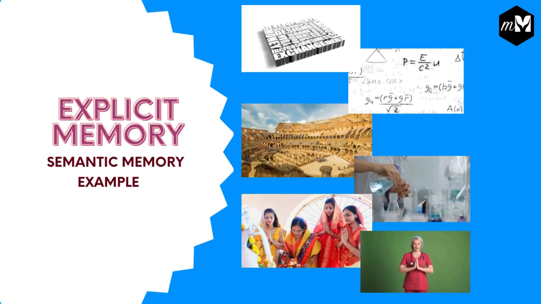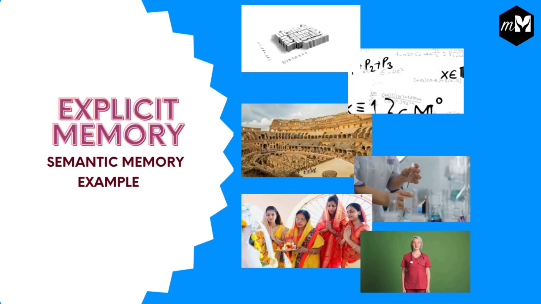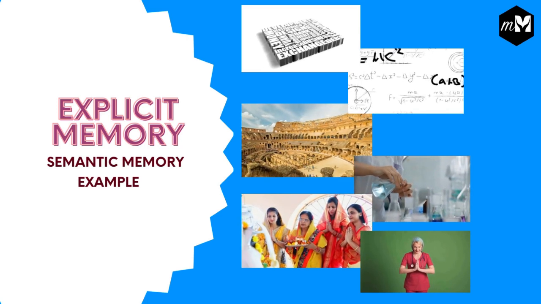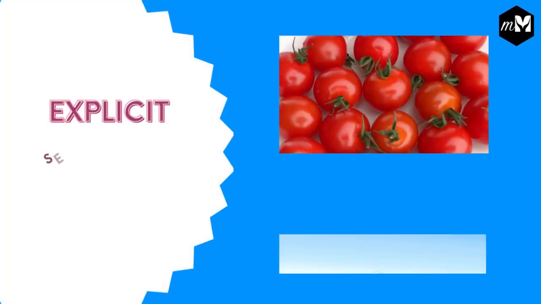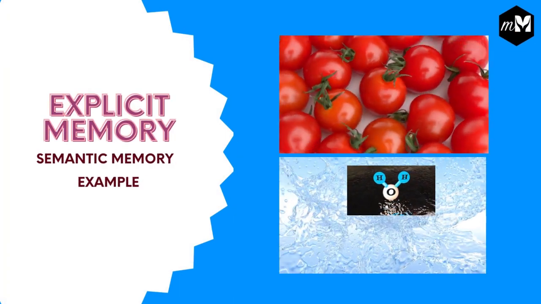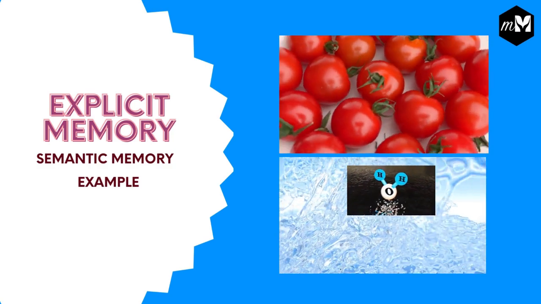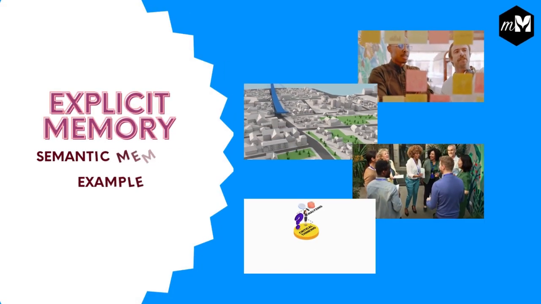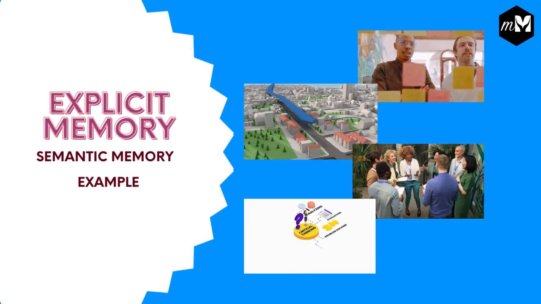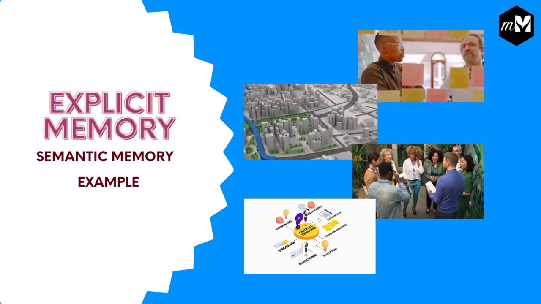It also includes social norms and culture, such as how to greet someone or what is considered polite behavior in different contexts. Other examples of semantic memory might include knowing that a tomato is a fruit or that water is made up of hydrogen and oxygen atoms. Semantic memory helps us understand and navigate the world around us, communicate with others, and engage in problem solving and critical thinking.